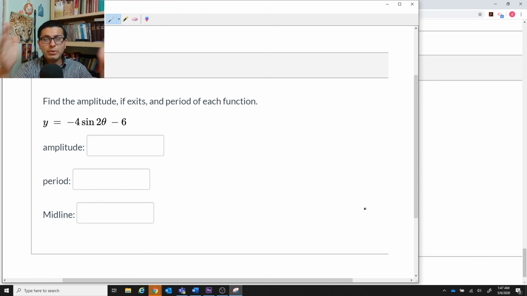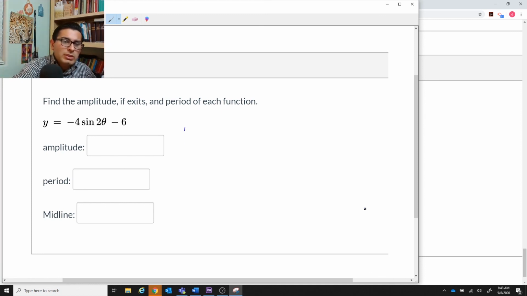Our last question, question number 18. It says find the amplitude, period, and midline of each function. It's a poorly written question, but I'm positive if you were to see this on a test, you would understand what you would need to find. You would need to find your amplitude, period, and midline. So let's try and find those three aspects of our graph.